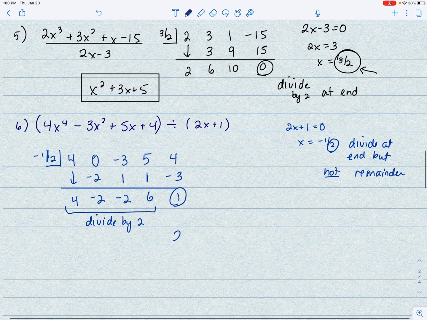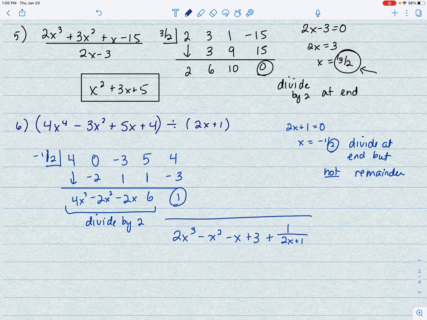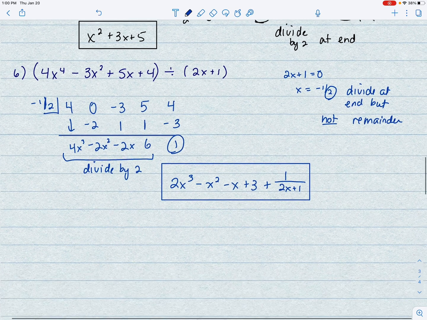So your answer is going to be 2x cubed. This is going to be a constant. That's x, x squared, x cubed. So 2x cubed minus x squared minus x plus 3 plus 1 over the divisor. The remainder does not get divided, but all the coefficients do. So that's how you do that.